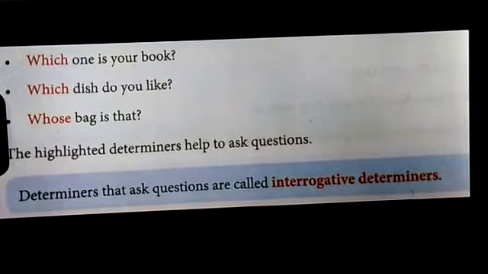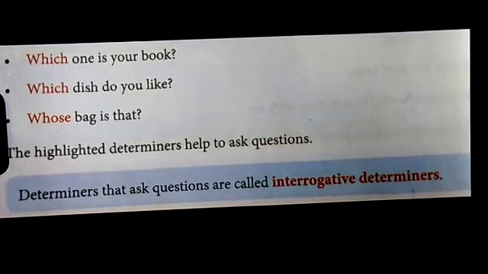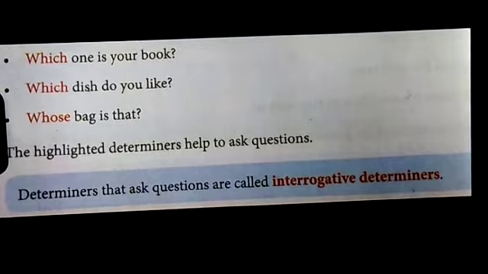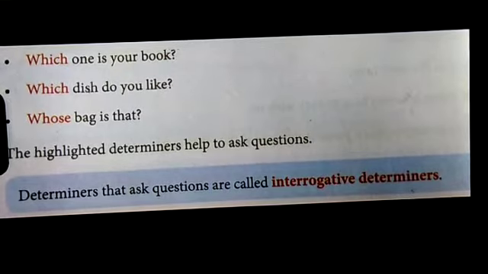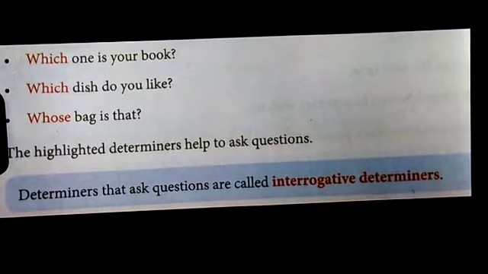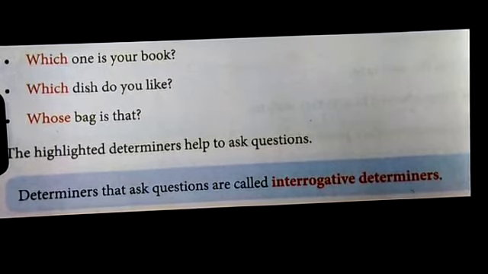Finally, we will see interrogative determiners. Interrogative means questions. So, determiners that ask questions are called interrogative determiners. Example, which one is your book? Which? Which dish do you like? Here also, which. Whose bag is that? Whose. The highlighted determiners help to ask questions. So, determiners that ask questions are called interrogative determiners.